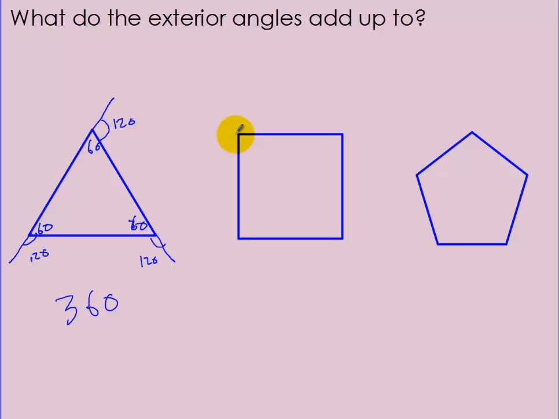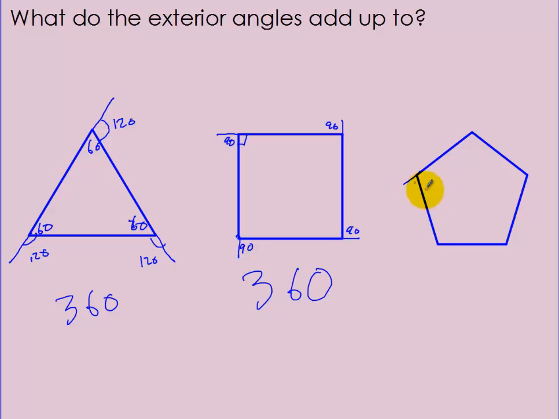Okay. What about for a square? Well, this has got to be 90, and this one will be 90, and this one will be 90, and this one will be 90. So 90 times 4 adds up to 360.